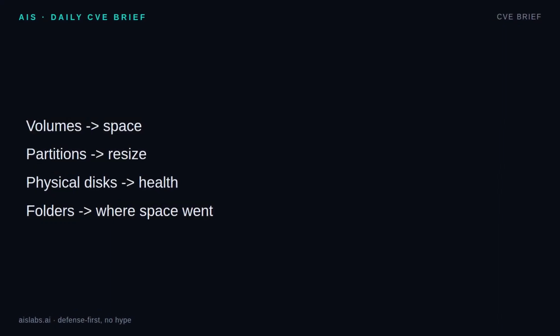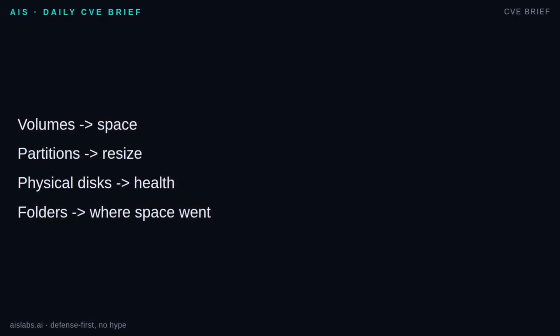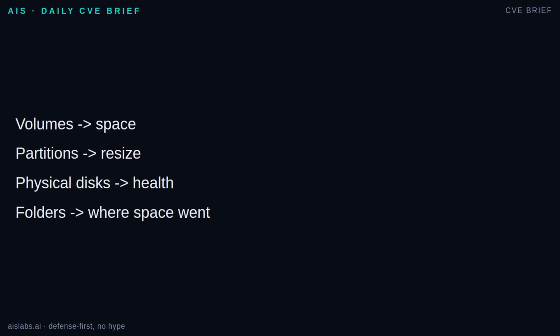The storage module gives us the layers. A volume is what users recognize: C, D, labels, file systems, size, and free space. A partition is the slice on disk that a volume usually lives on, and that is what you resize after the hypervisor expands a virtual disk. A physical disk is the hardware or the storage object Windows can see, with health and operational state.